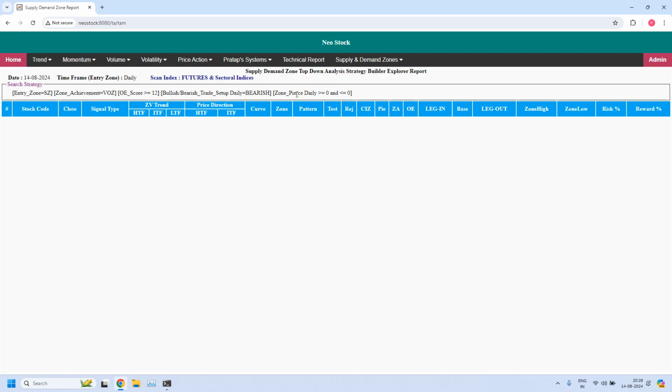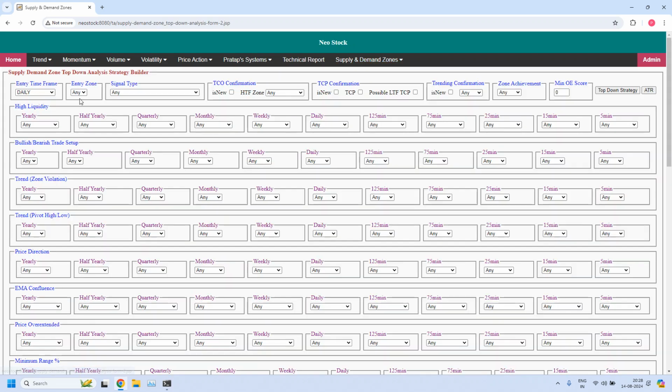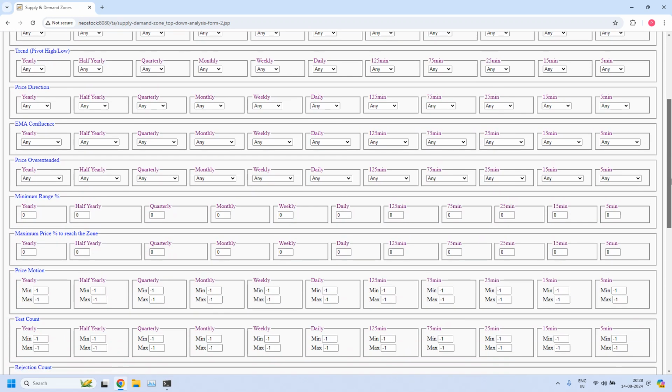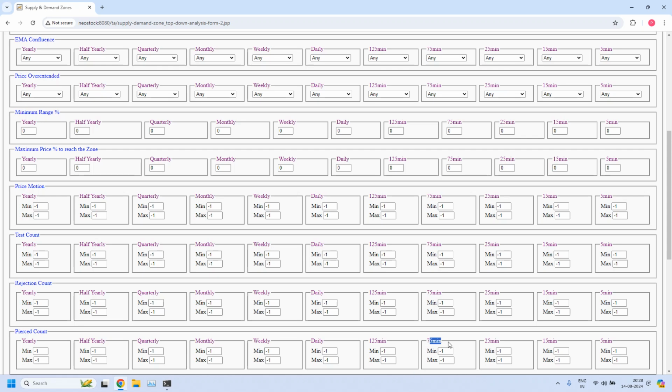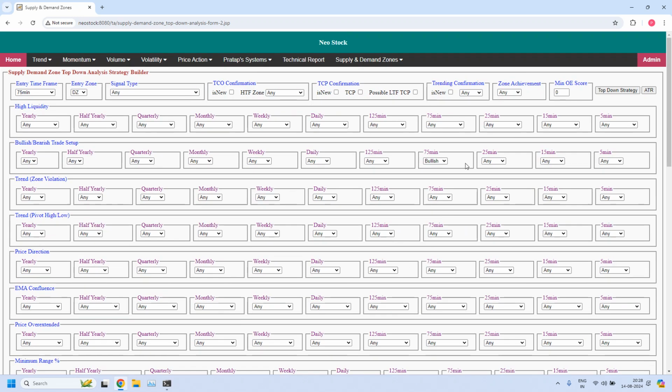Okay, fine. And the next income trade is weekly income trade. For weekly income trade, entry time frame is 75 minutes. For bullish trade setup, it should be demand zone, and also in bullish or bearish trade setup, 75 minutes time frame. I am selecting the value bullish. And then 75 minutes demand zone should not be pierced. So in the pierced count, in 75 minutes time frame, minimum value, I am selecting 0, maximum value, I am selecting 0. Zone achievement violated opposing zone, minimum odd enhancer score is 12. All the 3 filters are applied to 75 minutes demand zone.